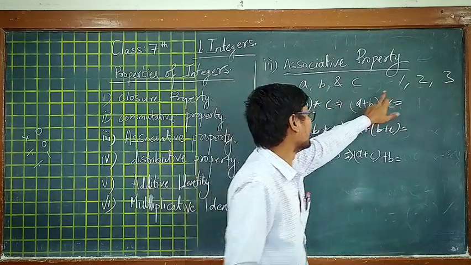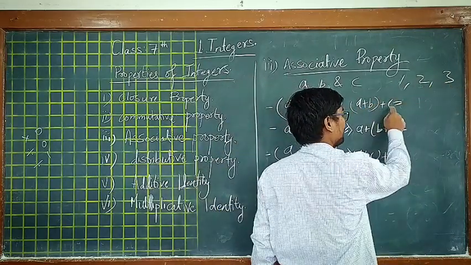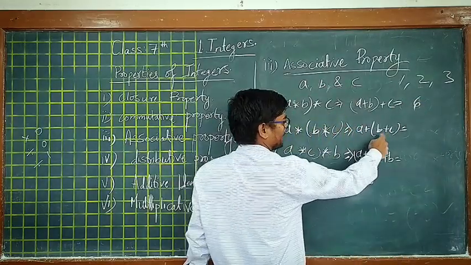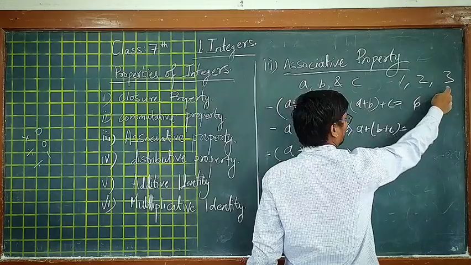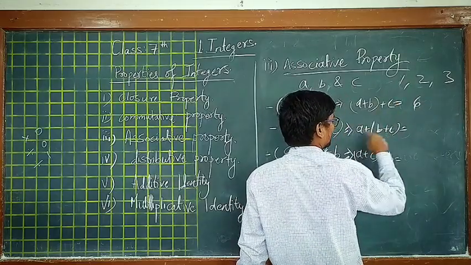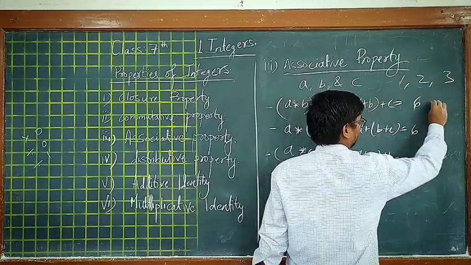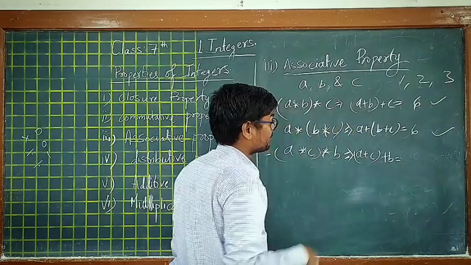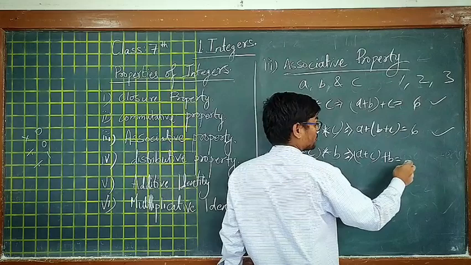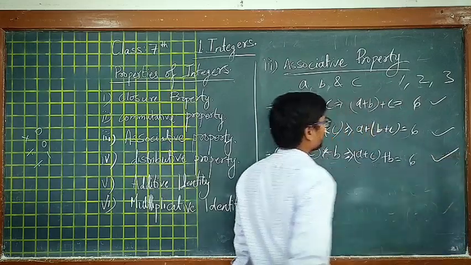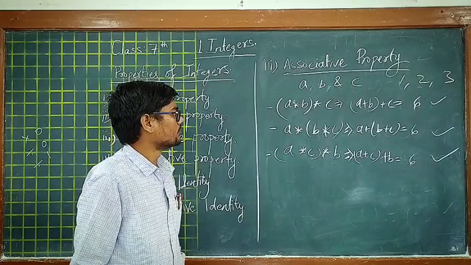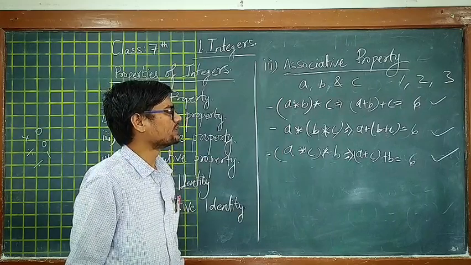So a plus b is 3, 3 plus 3 is 6. Now here b plus c is 2 plus 3, 5, 5 plus 1 is 6. And here a plus c is 1 plus 3, 4, 4 plus 2 is 6. We see that for addition, integers obey associative property.